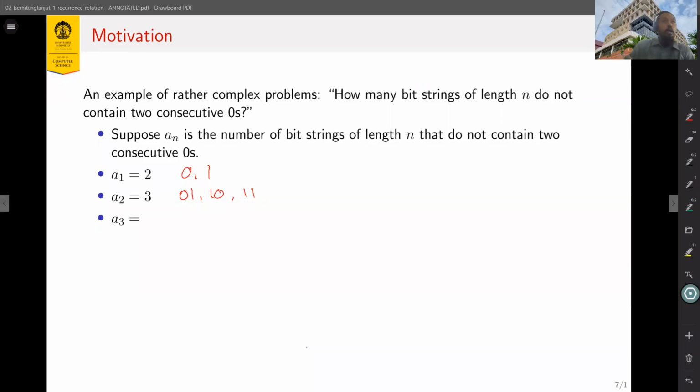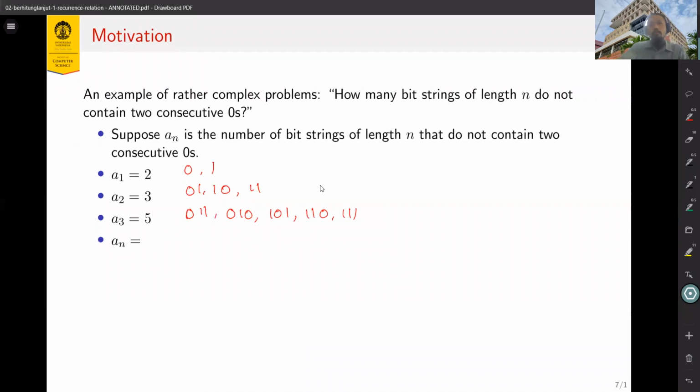All right, so we want to count the number of bit strings of length n that do not contain two consecutive zeros. I think we had this earlier. So for example, for n equals 2 we have 3, and for n equals 3 we have 5 of those strings, namely 010, 101, 011, 110, and 111.